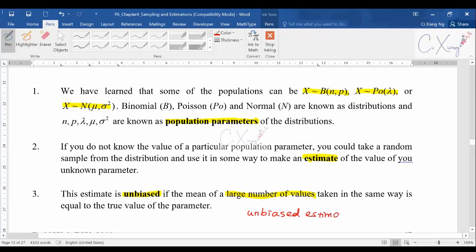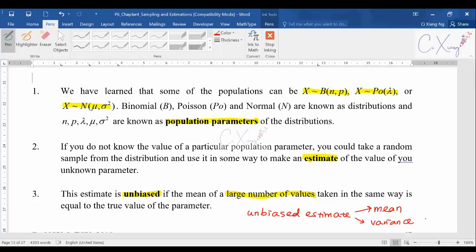In our syllabus, we mainly focus on two values. The first one is the mean, the second one is variance only. So we are going to focus on these two. Maybe when you go to a higher level of statistics paper, they might ask you to estimate some other values, but for us, we only focus on mean and variance.